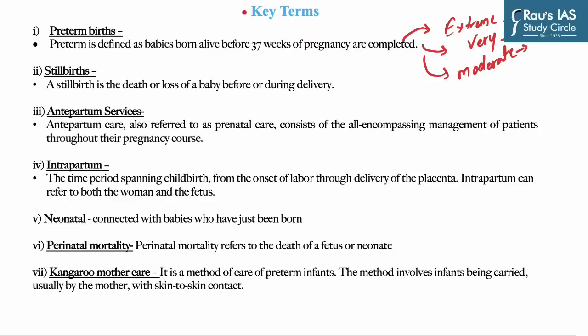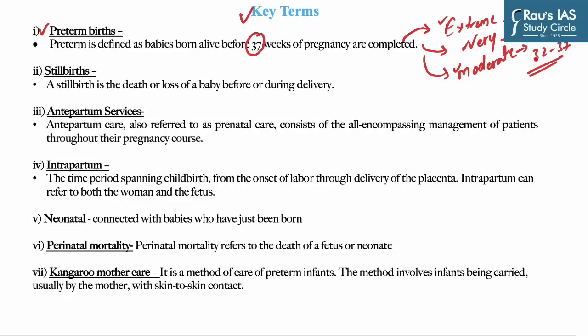Before moving on to the main article, let us discuss some key terms that have been used in this article. First is preterm birth. Preterm birth is defined as babies born alive before 37 weeks of pregnancy are completed. There are subcategories, namely extreme, very, and moderate preterm, based on gestational age. If this age is less than 28 weeks, it is called extreme preterm. If it lies between 28 to 32 weeks, it is called very preterm, and if it lies between 32 to 37 weeks, it is known as moderate preterm.